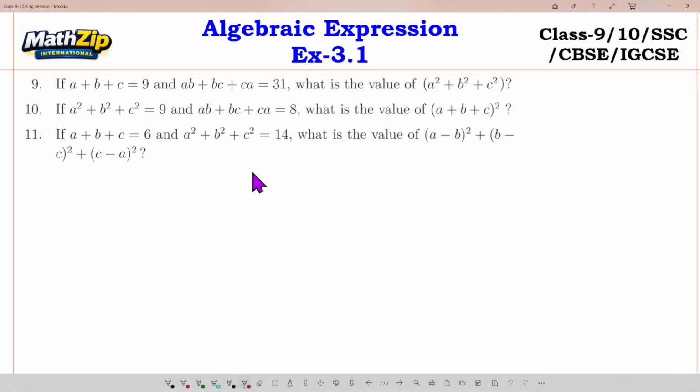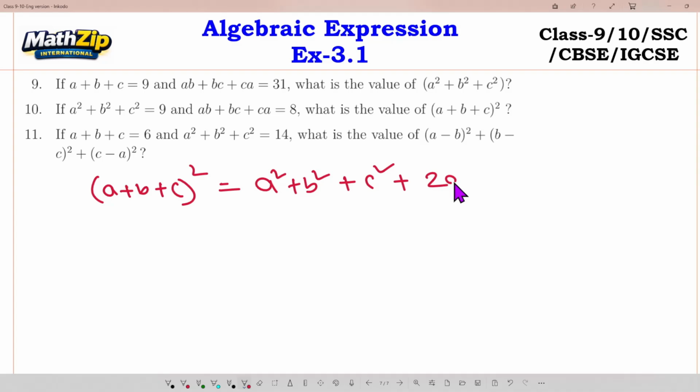Algebraic expression. We know a theory which is (a plus b plus c) whole square. It means a square plus b square plus c square plus 2ab plus 2bc plus 2ca. So by this theory we can solve these three maths step by step. Let's get started. Number 9.